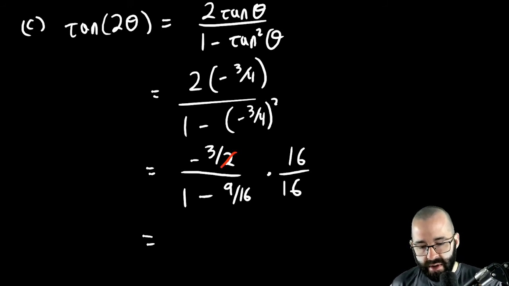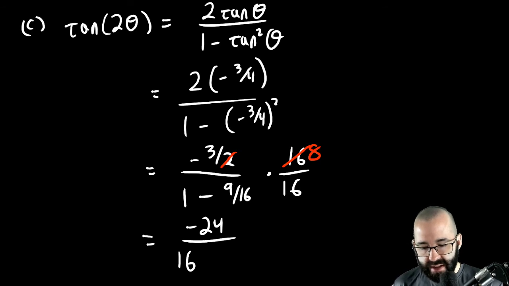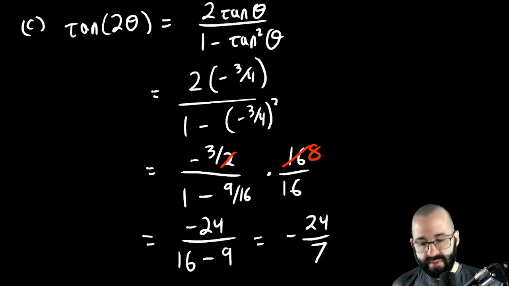On the top, this cancels, and we get negative 3 times 8 is negative 24. On the bottom, we have to distribute. First one becomes 16. Second one, the 16s cancel, and we get 9. Should get negative 24 over 7.